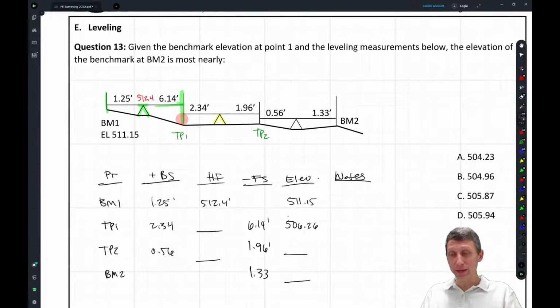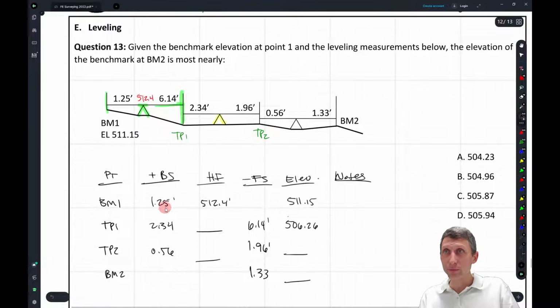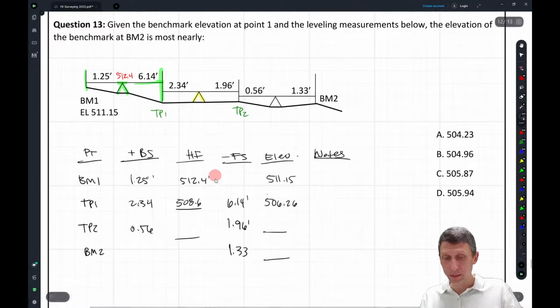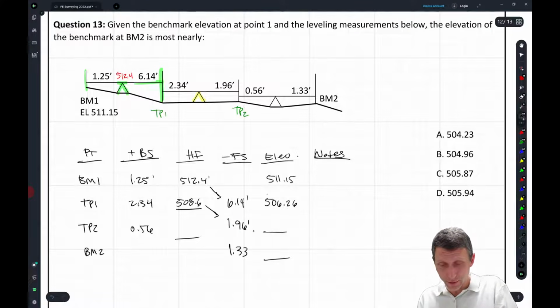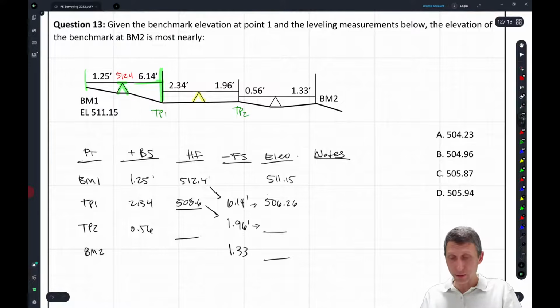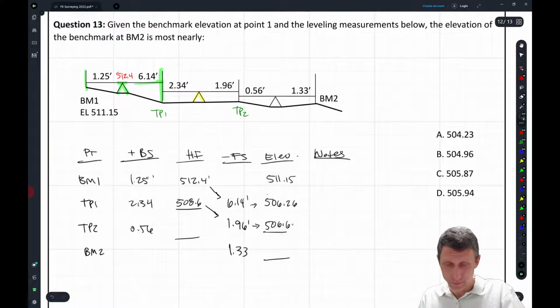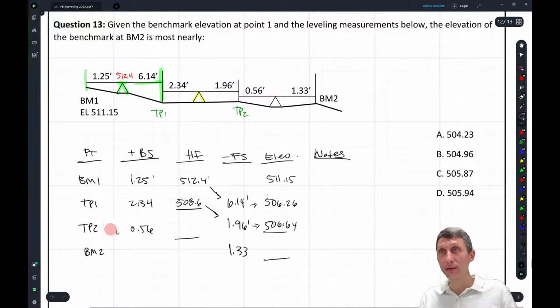Once you get the first one in, it's not too crazy, because we go from 506 and we're going to add the 2.34 to get back to the height of the instrument here. So 506 plus 2.34 is going to give us 508.6. Sorry, moving all over the place here. And then we subtract off to get our new elevation. So 508.6 minus 1.96 is going to give us 506.64. We're going to add the 0.56.